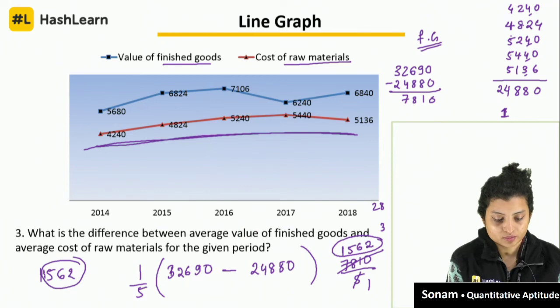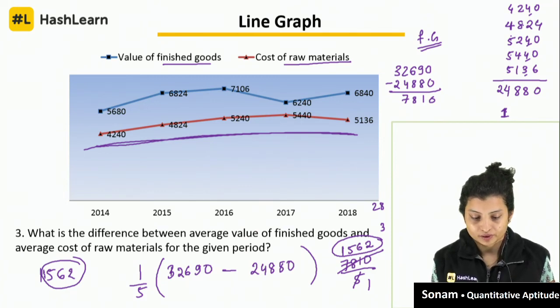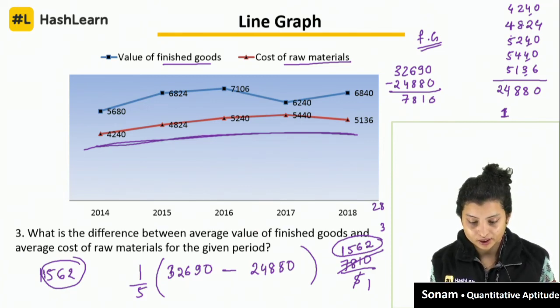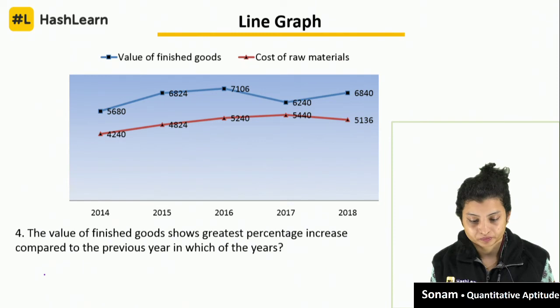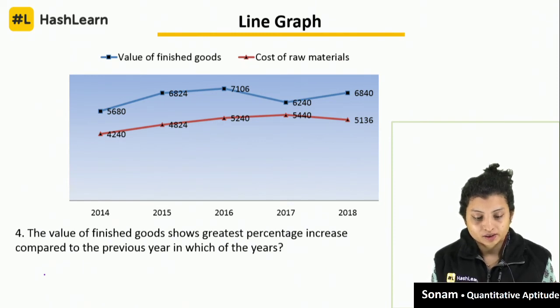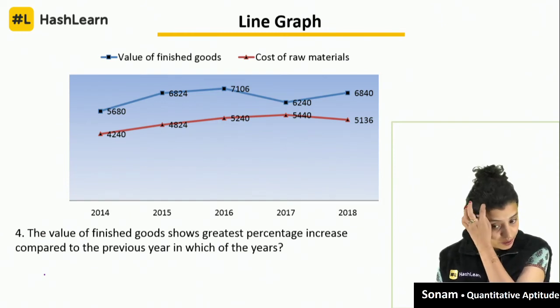What is the difference between the average value of the finished good and the average cost of the raw material for the given period? All right. Okay, let's look at the next question. The value of the finished good shows the greatest percentage increase compared to the previous year in which year? Okay, so compared to the previous one, the finished good shows the greatest percentage increase. Okay, so let's try to do it.